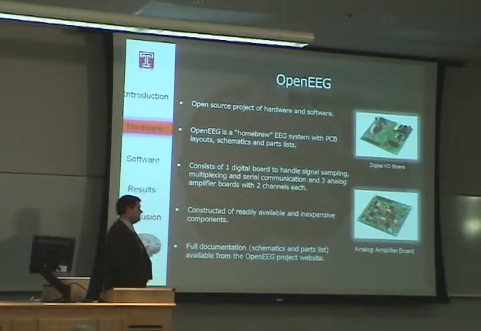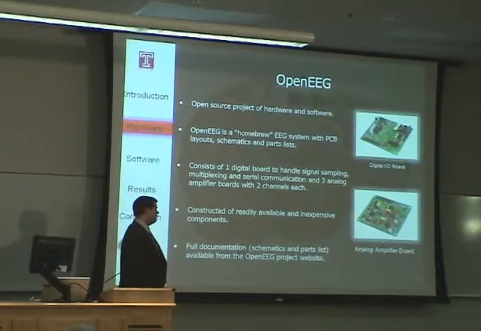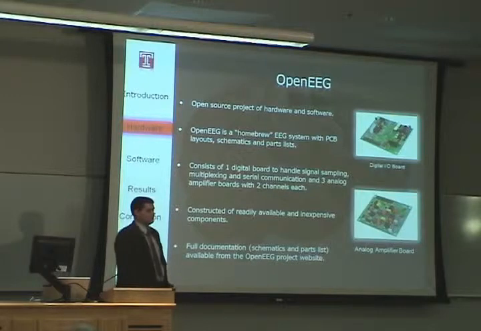All right, the signal acquisition equipment that we're using is the Open EEG system. This is an open source hardware and software project that we chose. It consists of one digital board, which is basically a signal sampling system, and 3 analog amplifier boards. We chose this project primarily because it's constructed of relatively inexpensive and available hardware, which was very important to our project. And also, the full documentation for the system is available online, such as schematics and parts lists. And that was also very helpful for us.